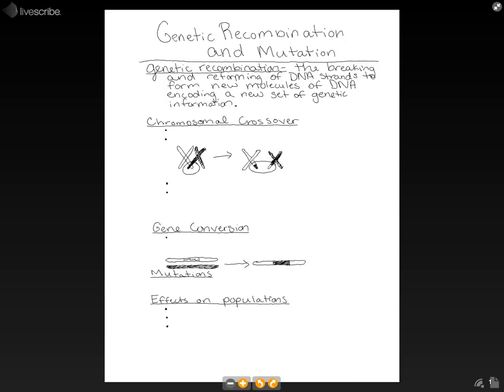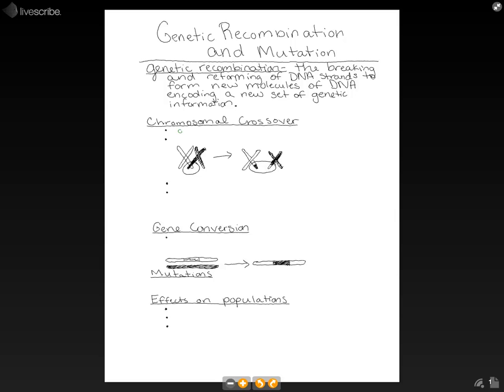Genetic recombination and mutation. Genetic recombination is the breaking and reforming of DNA strands to form new molecules of DNA, encoding a new set of genetic information. So there's a couple ways this can occur. The first is chromosomal crossover.